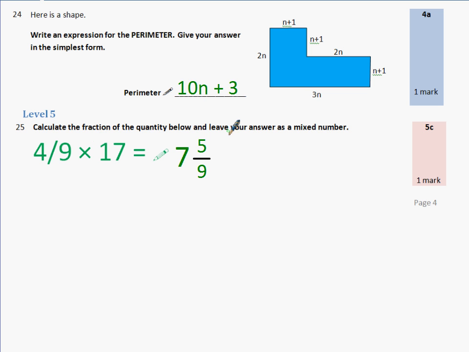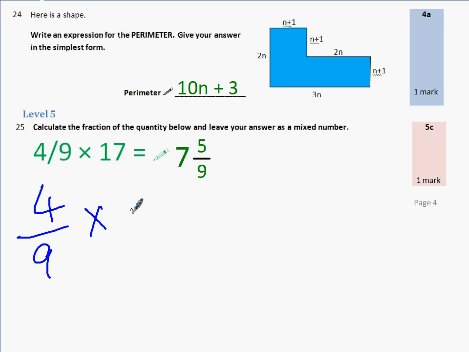Calculate the fraction of the quantity below and leave your answer as a mixed number. Okay, if you can see that 17 won't divide by 9 without a remainder, so in other words, if you can see that 9 doesn't go into 17 nicely, then my recommendation is that instead of dividing first, you divide second. Okay, instead of dividing first, you divide second, and instead of multiplying second, you multiply first. What do I mean by that?